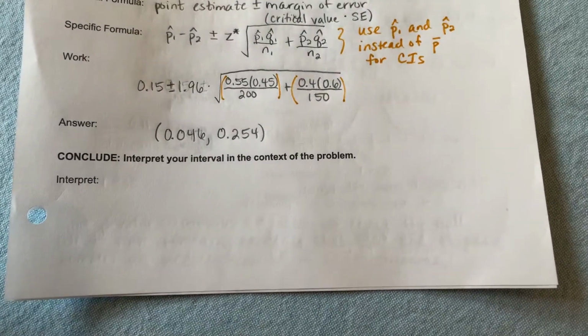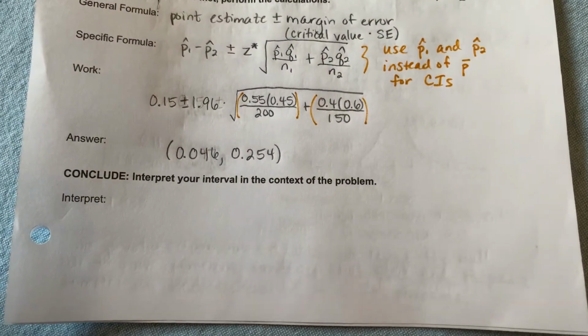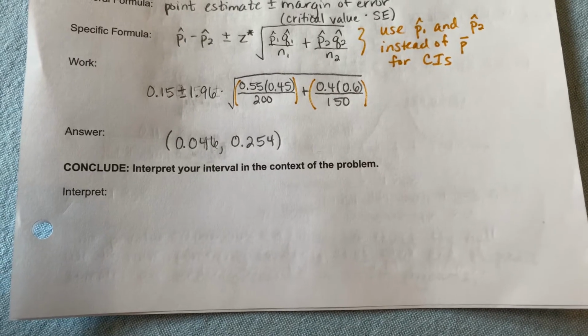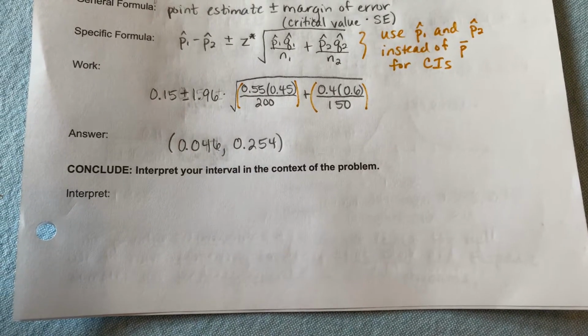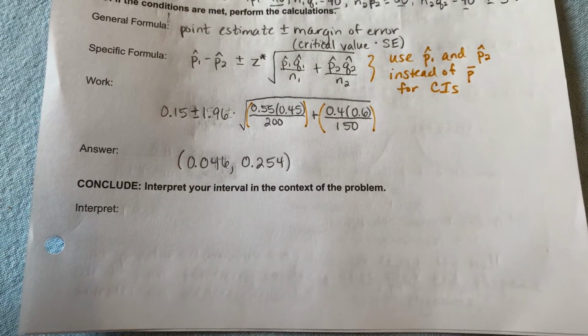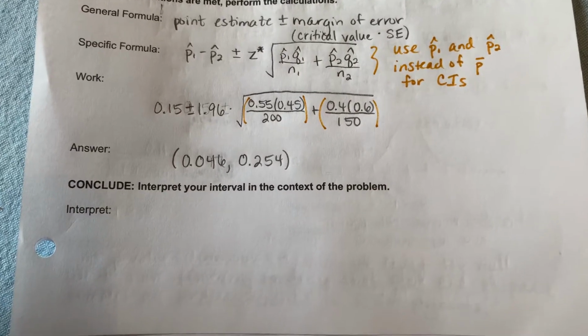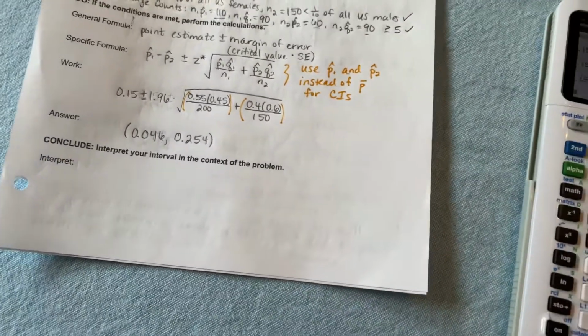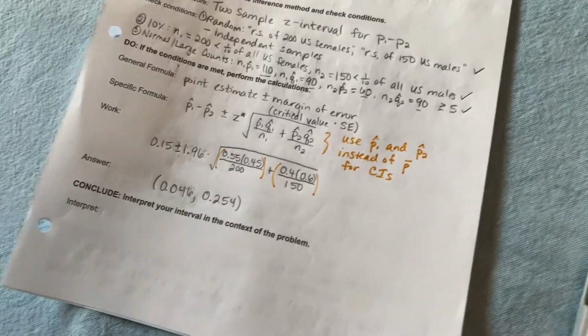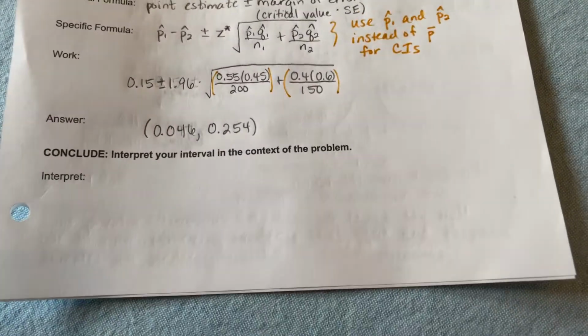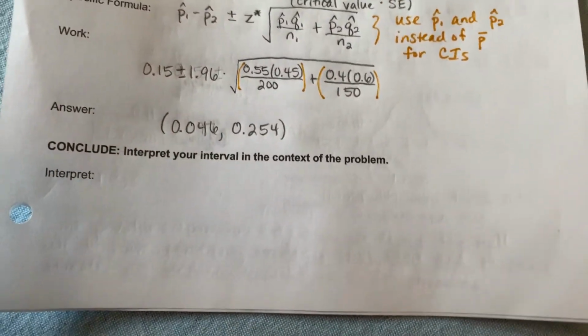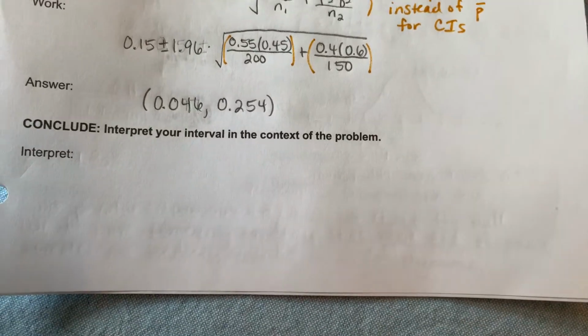Of course, our last step is to interpret that in context. So if you remember, we had that sentence for interpreting confidence intervals. That hasn't changed. It's the same sentence. We are blank % confident that the interval from blank to blank will capture the true parameter in context. So let's put that into context here.